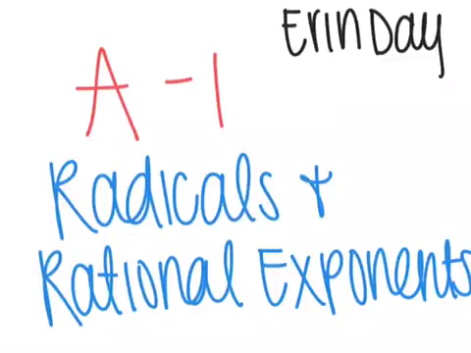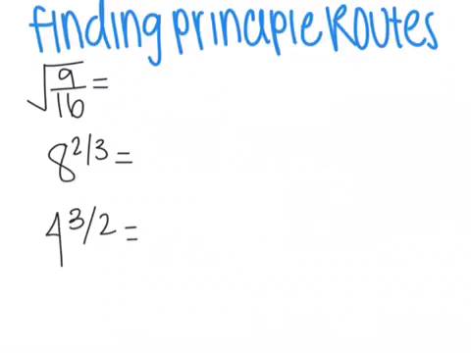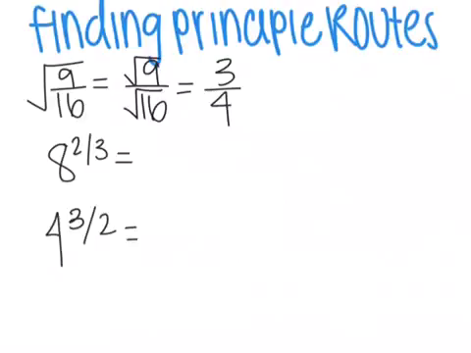This is lesson A1, radicals and rational exponents. First is finding principal roots. So the square root of 9 over the square root of 16 is equal to 3 over 4, because 3 squared over 4 squared equals 9 over 16.